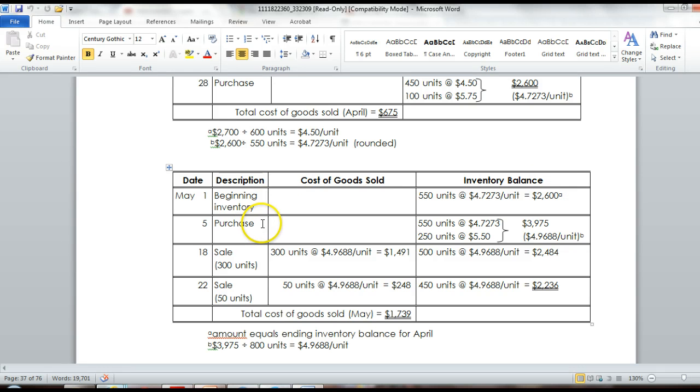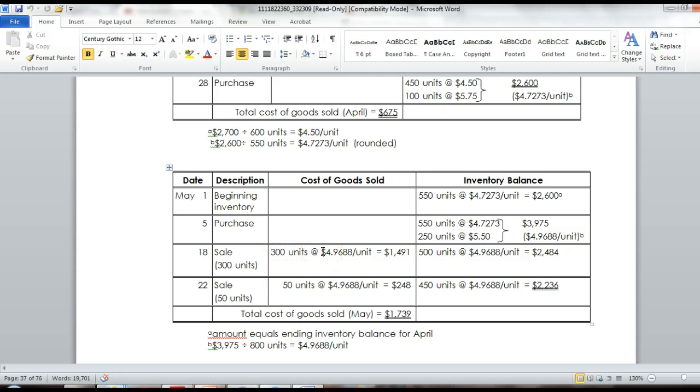We have another purchase of 250 units at $5.50. Again, we need to recompute our new average. We would take the $39.75, divide that by 800 units, gives us our new unit cost. When we sell 300 units, we're going to use that unit cost of 4.9688. So as we know, our remaining units in inventory are going to be valued at 4.9688 as well as our cost of goods.